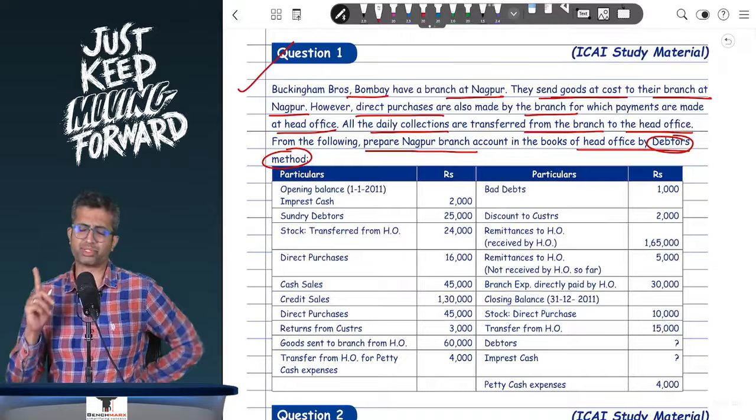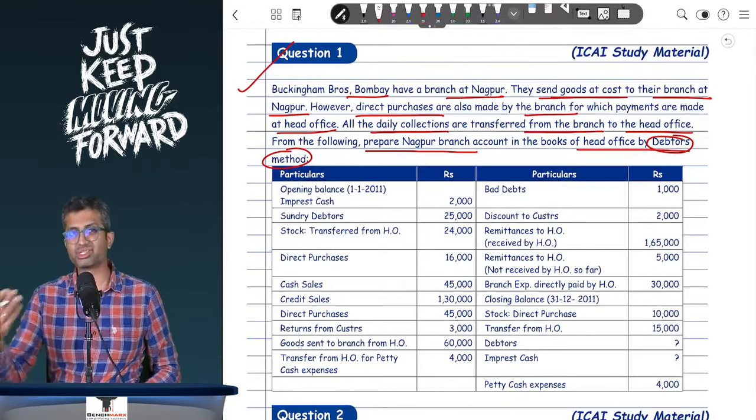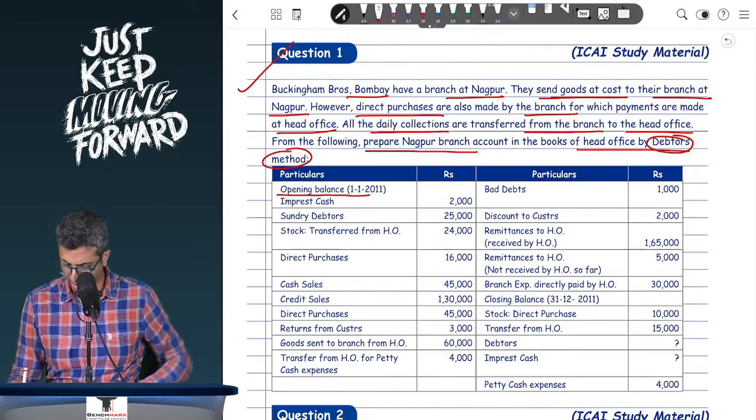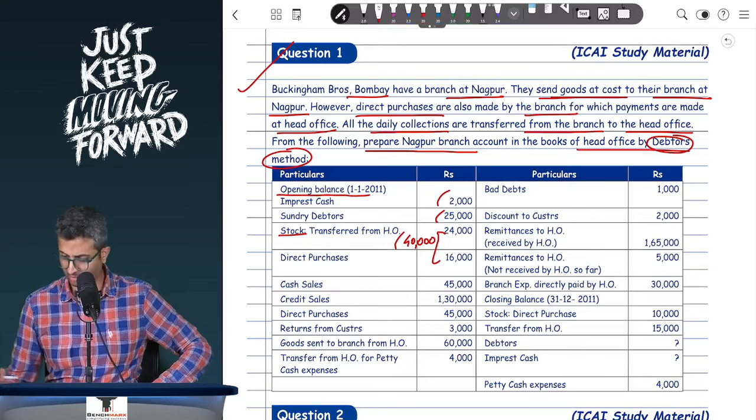So there will be a single account called a branch account, which is treated as a debtor for you. Now the opening balance over here will be imprest cash, sundry debtors, and stock. Some of the stock which is transferred from the HO and direct purchases. So the total opening balance in your stock will possibly be 40,000. So this will be your opening balance. All said and done, if you have what?